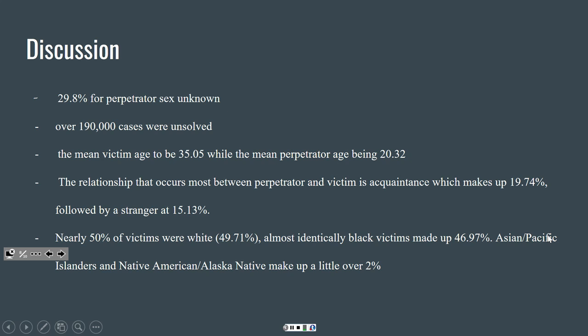And we found this kind of weird, because you always hear about the cases of the husband killing the wife, but those were very few, less than 5%. And then we also found that nearly 50% of the victims were white, and close behind was black victims, which made up 46%. And Asian Pacific Islanders and Native Americans / Alaska Natives were a little less than 2% of the data.